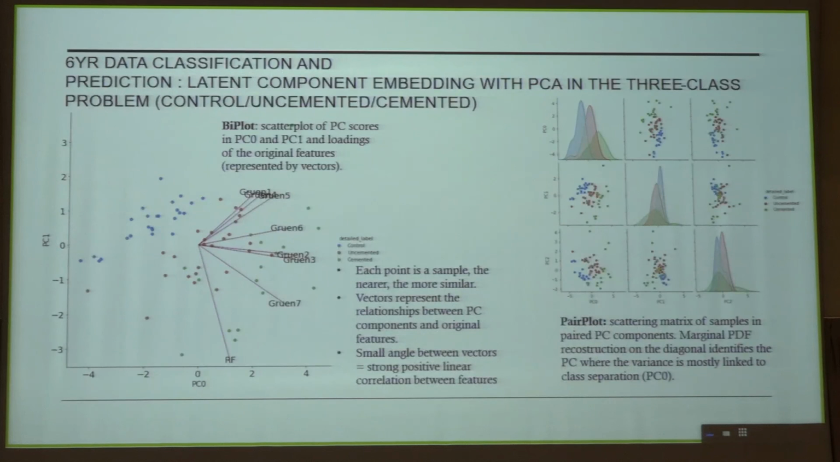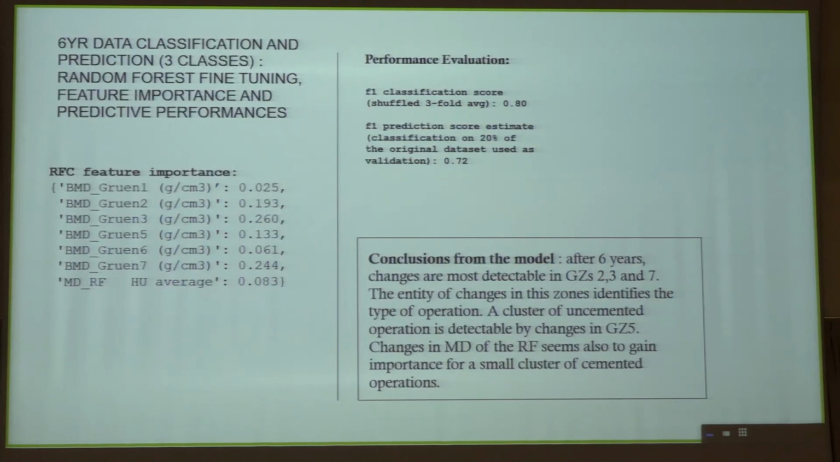Let's do the same problem for the 6-year data set, and we see that this difference starts to drift in a very, very blatant way toward high scores of PCA. So that basically tells us that changes in Gruen zones are defining the entity of the operation. And this is the same conclusion that we drew from the previous slide.